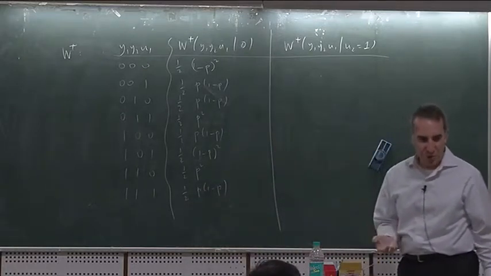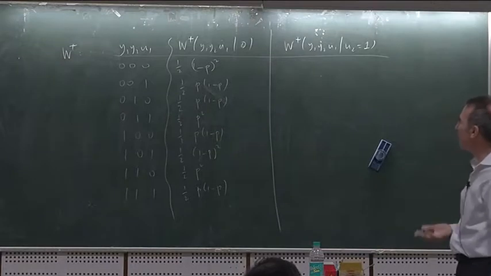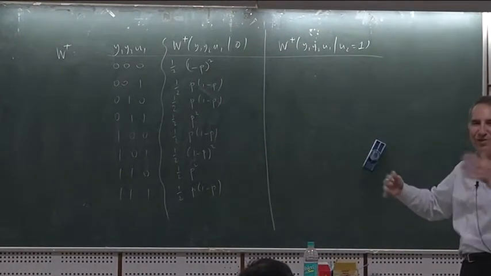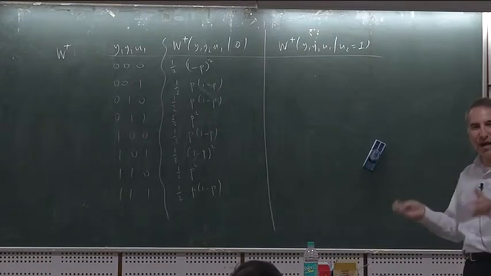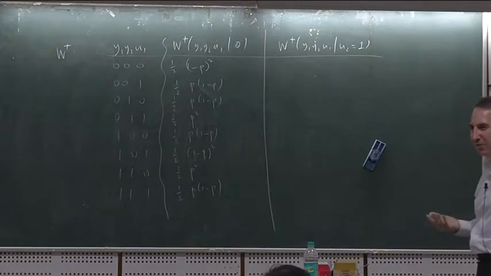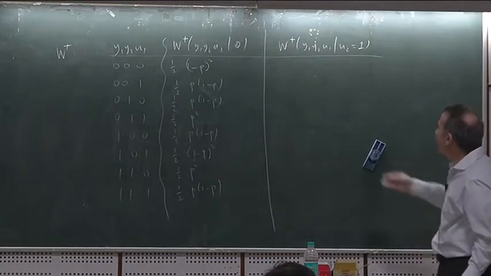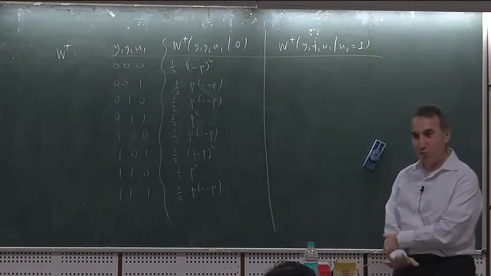1 minus p. Sorry. I'm really doing a somewhat stupid computation, but it's just to make sure that we get our hands dirty. Now, same thing for u2 equal to 1.